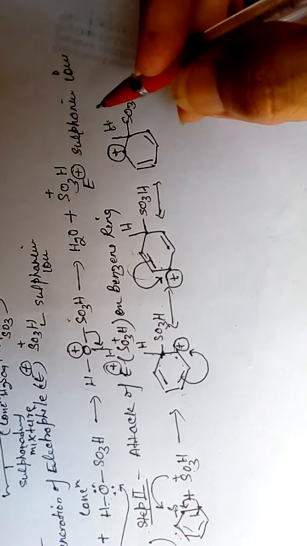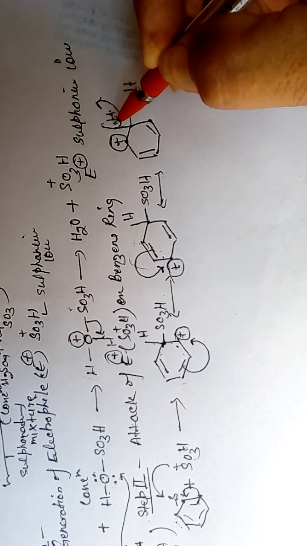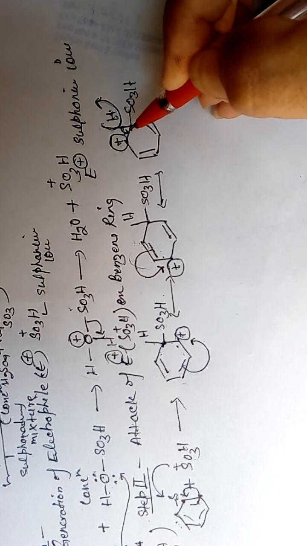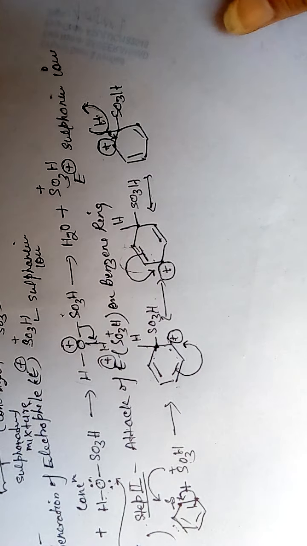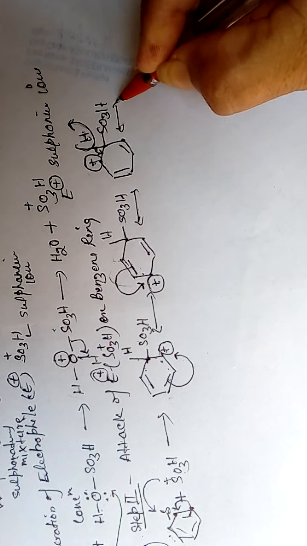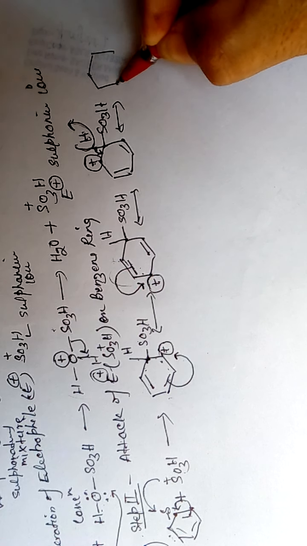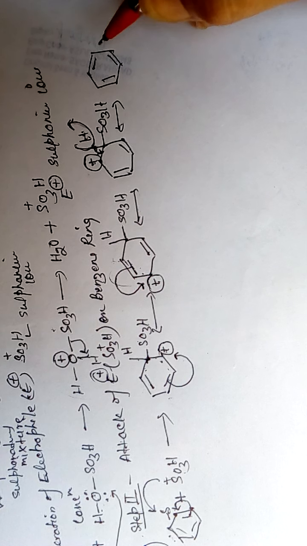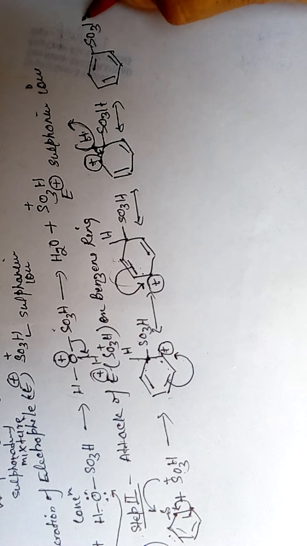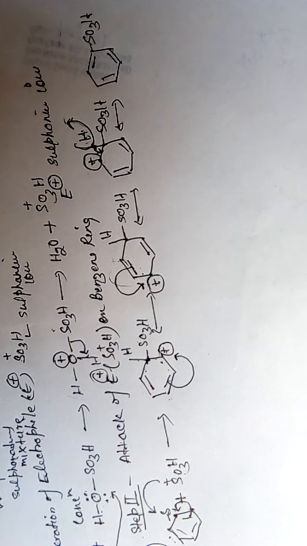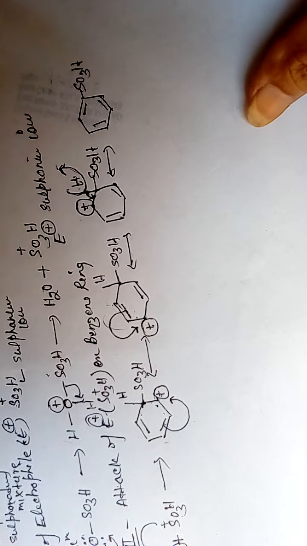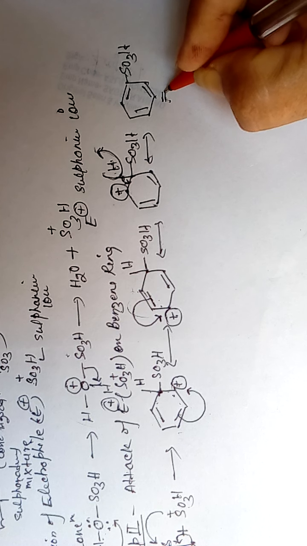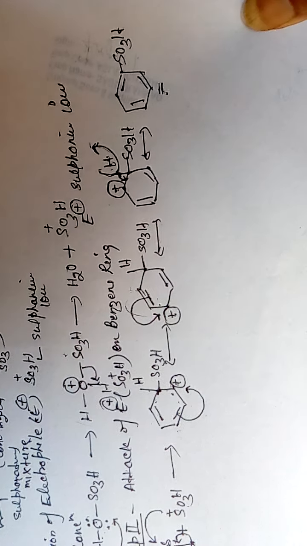To neutralize this positive charge, a proton is released from here, and this bond shifts here and forms a double bond here. Now the next structure has a double bond formed here, a double bond present here and here. SO3H is present here, and this hydrogen is lost. Now we get sulfobenzene here.